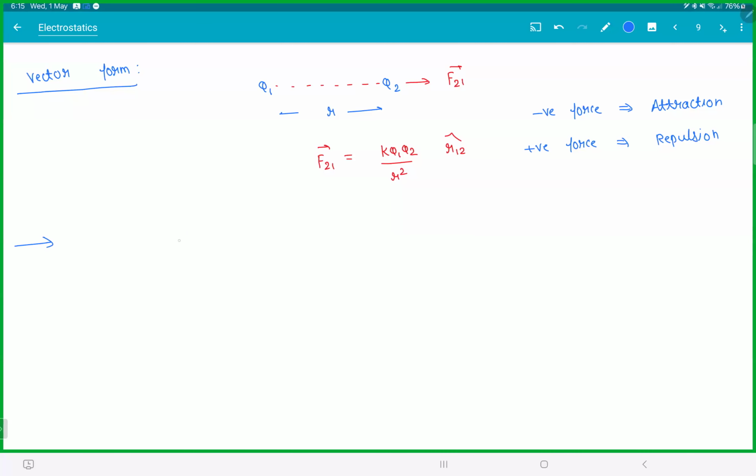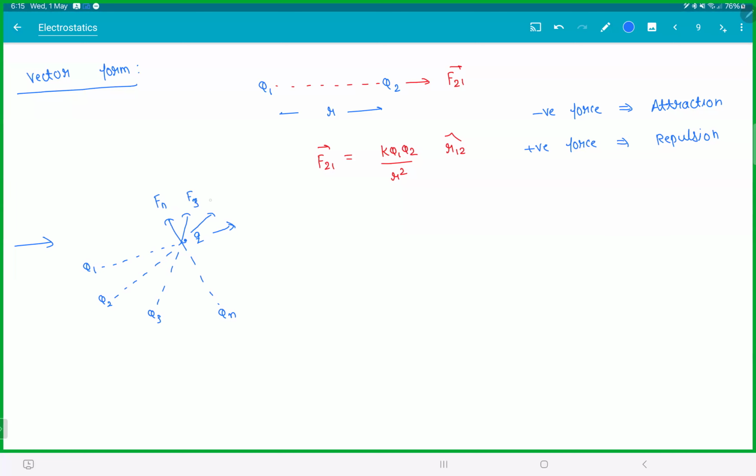And same thing, if you have multiple charges, let's say small q, q1, q2, q3, so on till qn. Forces, you can just do principle of superposition. You can just add them up. So if there are n charges, the force acting on this charge would be the vector sum of all the charges.